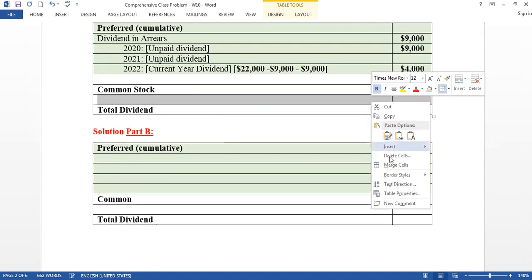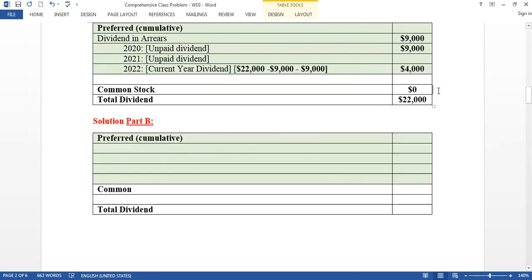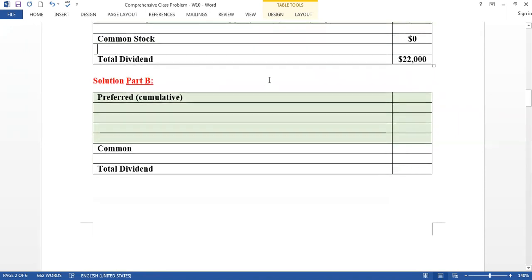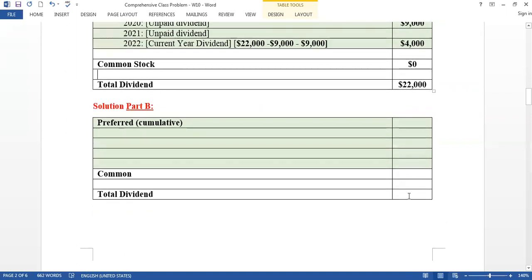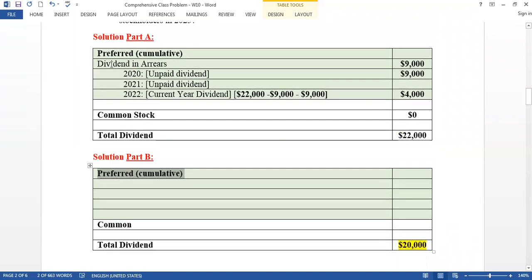So you can see the comparison. Part B. Total dividend is $20,000. Now, preferred shareholders will receive the previous year's unpaid dividend first, right? Because they are cumulative. So they are going to receive the unpaid dividend first.